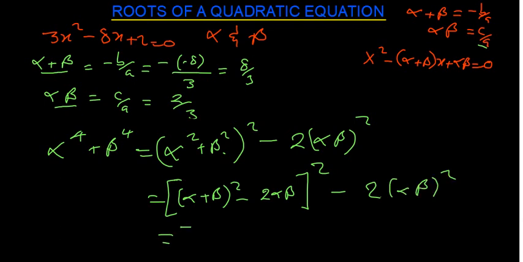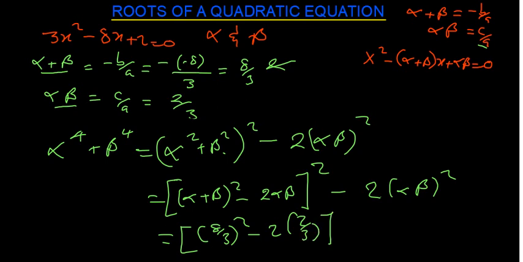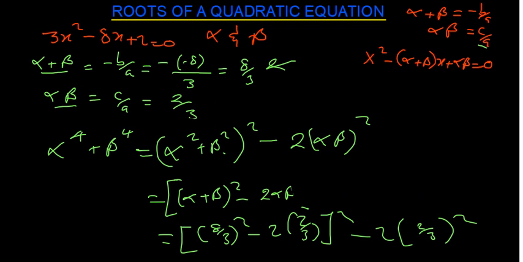So this is going to give us, we know our alpha plus beta is 8/3. We square that, minus 2. We know our alpha beta is 2/3. And then we square everything, and then minus 2. Our alpha beta, we know that it is 2/3. We are also squaring that. Let's go on simplifying and see the answer that we are going to find.